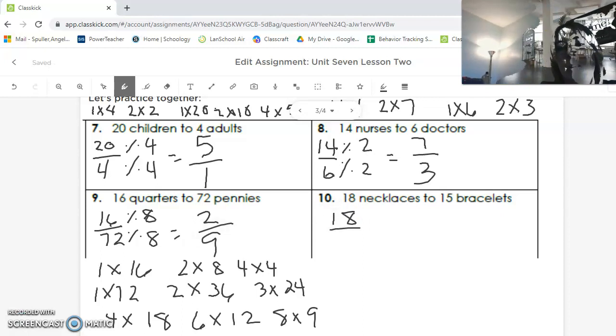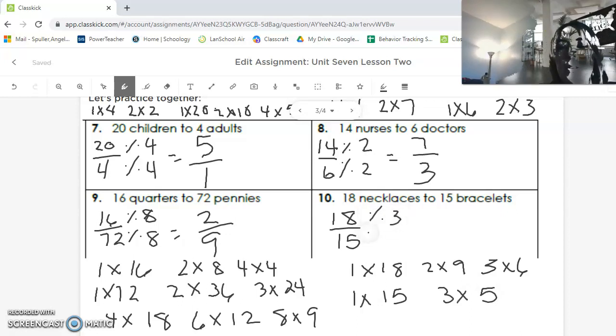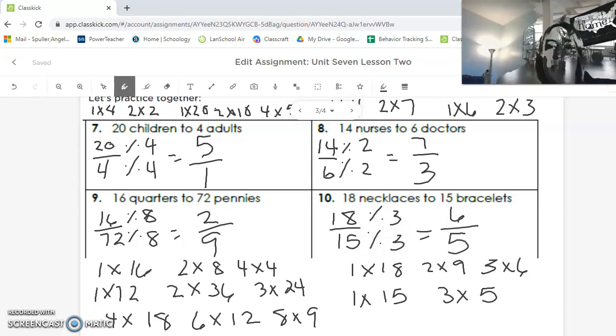Okay, 18 over 15. Here we go. 18 is 1 times 18, 2 times 9, and 3 times 6. For 15, I have 1 times 15 and 3 times 5. We can see that 3 is the greatest one. So the greatest common factor is 3. 18 divided by 3 is 6. 15 divided by 3 is 5. Great job.